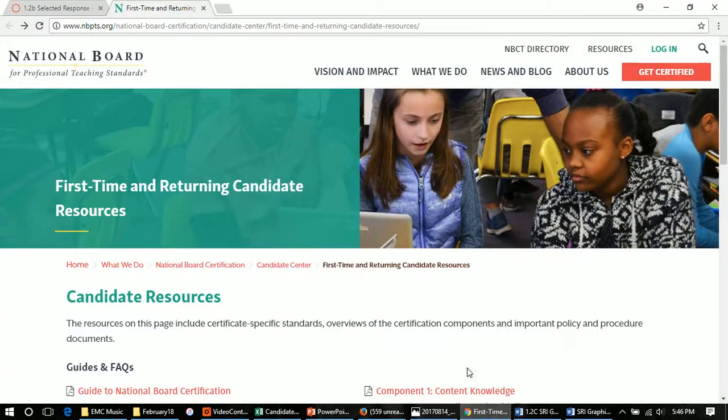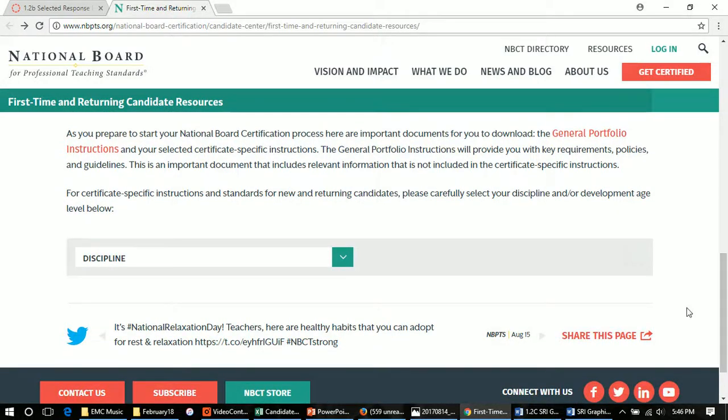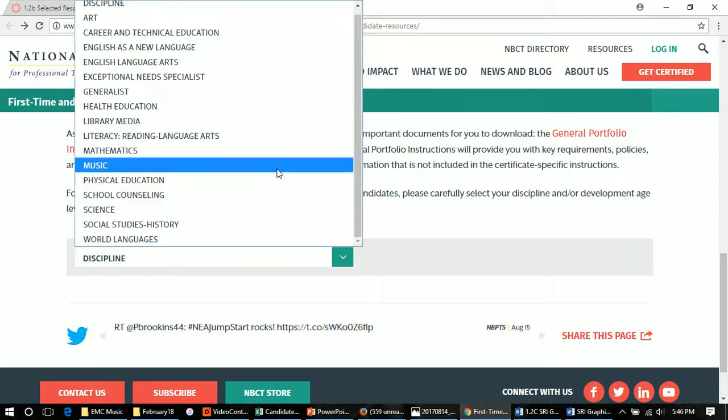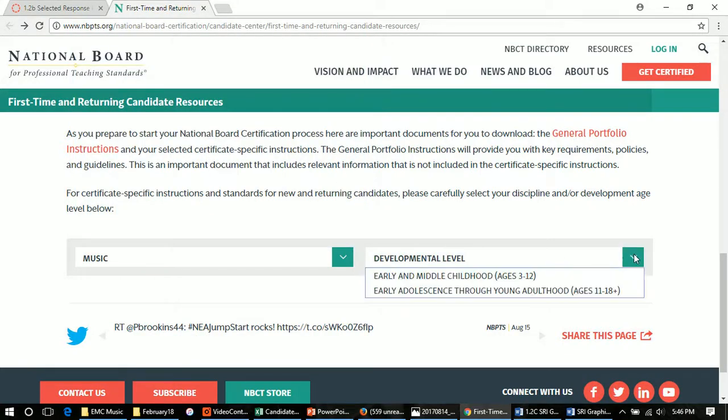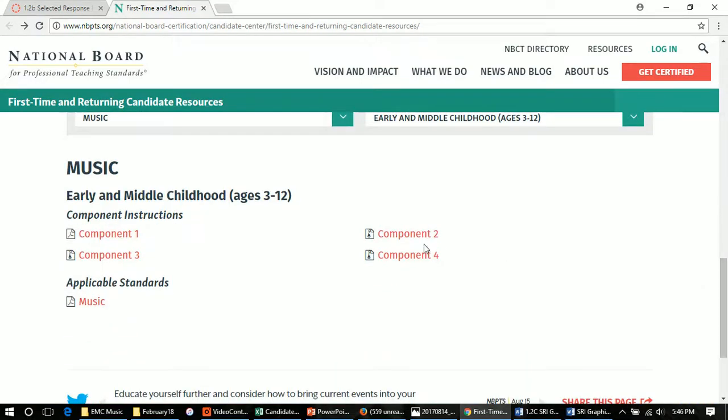So here I am at the National Board site for first time and returning candidates. I'm going to scroll all the way to the bottom of the page. And at the bottom of the page, I choose my discipline and my development level. And since I'm music, I'm going to choose music. And I'm going to choose early and middle childhood. And like I said, I need 2 pages.